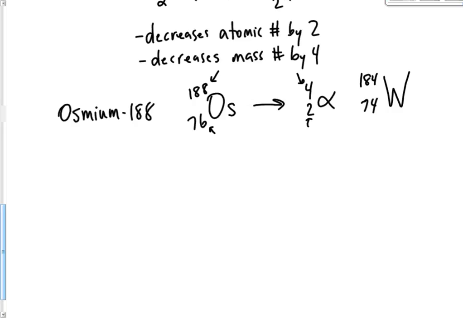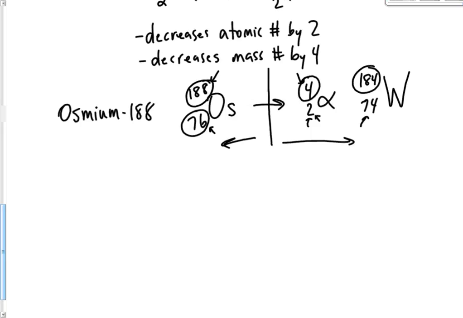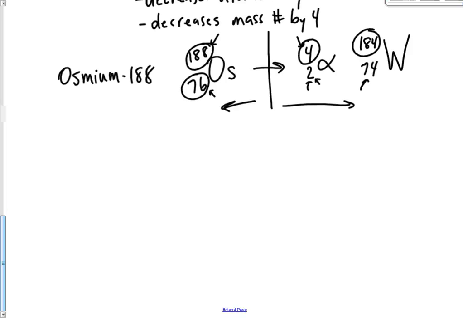All right, so what you have here is essentially a math equation. Everything on the right side has to add up to everything on the left side. So your atomic numbers are 2 plus 74, and that's 76, equals 76. And over here, 4 and 184, added up together, gives you 188, all right? So you need to make sure that they add up. If they don't add up, you're doing something wrong.